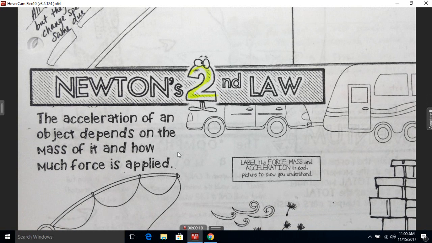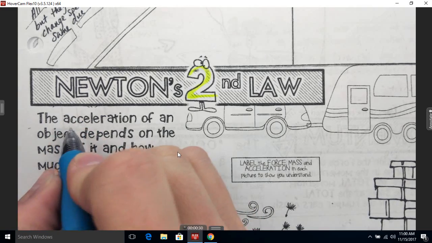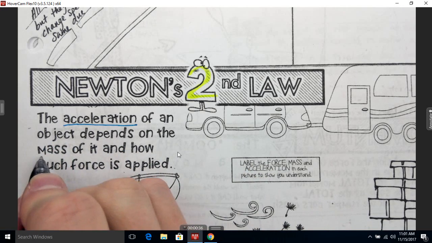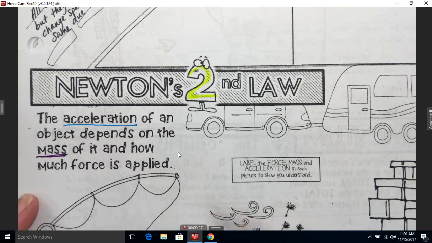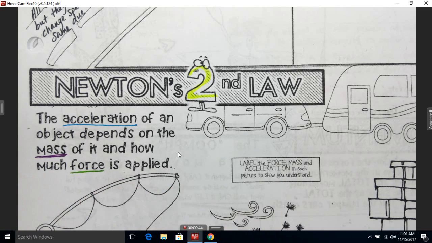From the top, we used mass and we used acceleration already, so I'm trying to stick with those colors if you're wondering. It says the acceleration, that was blue, of an object depends on the mass, that was purple, and how much force is applied. We're going to use green for that.